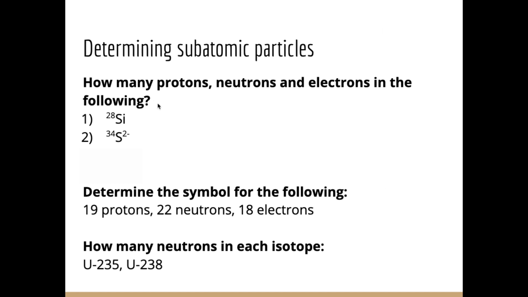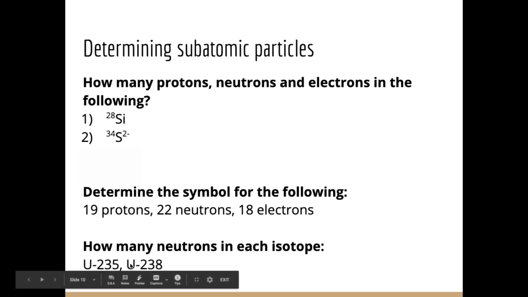So we can determine the subatomic particles given the symbol, we can determine the symbol given the subatomic particles, and we can determine the number of neutrons when given 2 isotopes of the same atom.